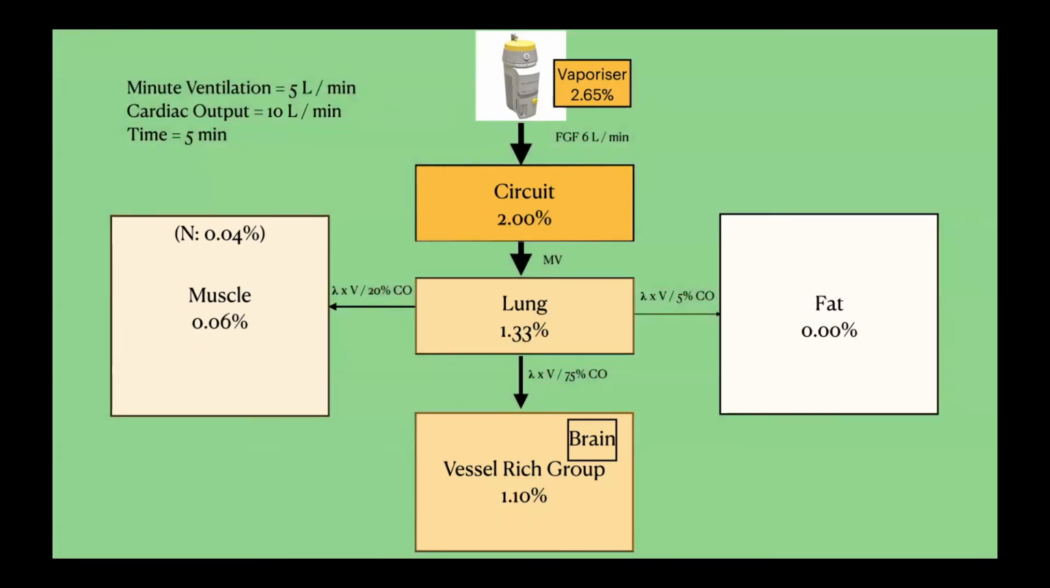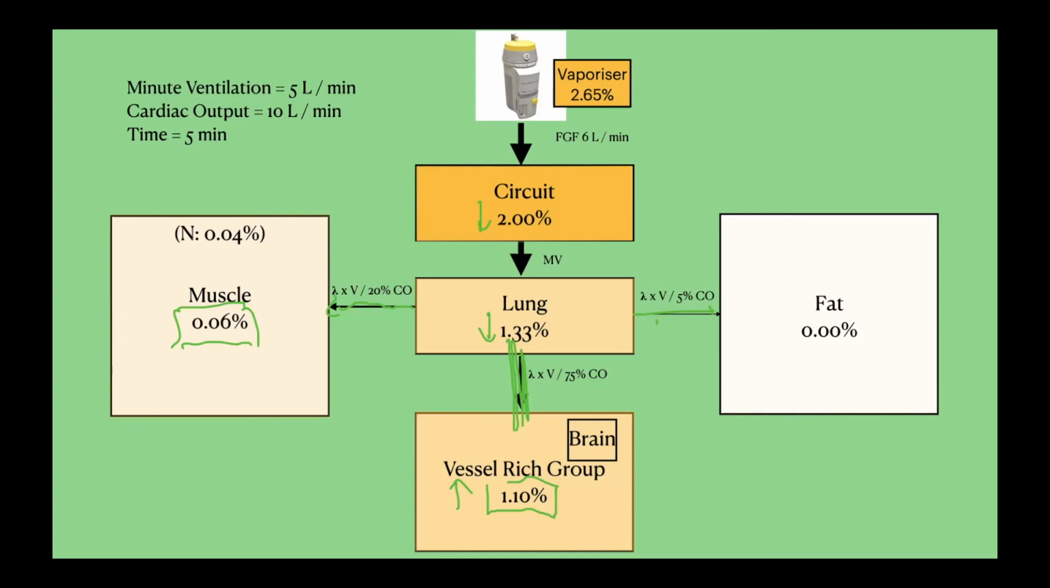Now, this is what happens with someone with high cardiac output. And what should be obvious here is that your circuit percentage is down, your lung percentage is down, and the amount of distribution that occurs primarily to muscle is actually increased. And that helps explain why that concentration is down. The other thing that you'll see is that your vessel-rich group is a lot higher. And what is happening here is because you've got a much higher cardiac output, the equilibration between lung and vessel-rich group is happening a lot quicker.